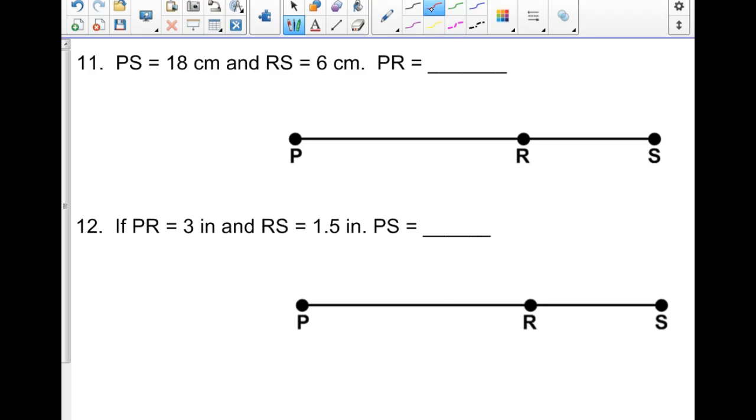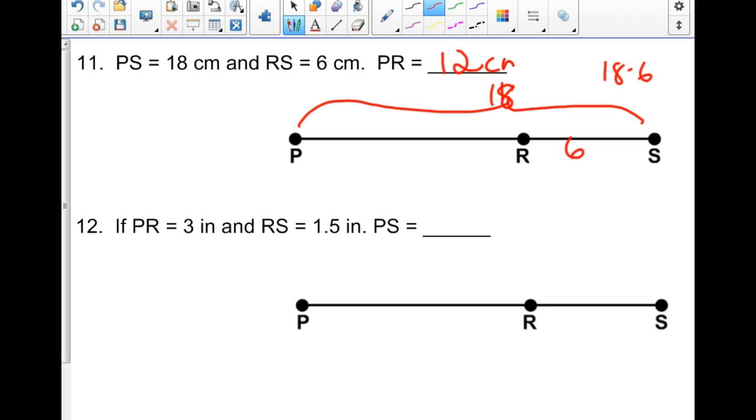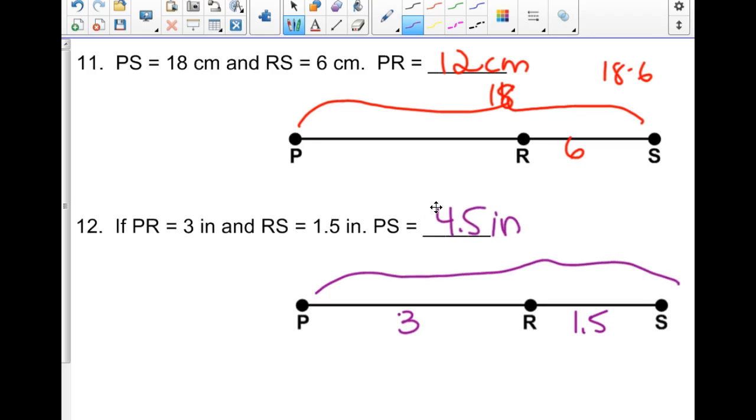Well, number 11, we've got P to S, which is the entire distance across, is 18. And R to S is 6, and then it's asking P to R. Well, we would do 18 minus 6 to get 12. And that would be in centimeters. The next diagram, P to R is 3 inches, R to S is 1.5 inches. So what's P to S? You would add, and that would be 4.5 inches.